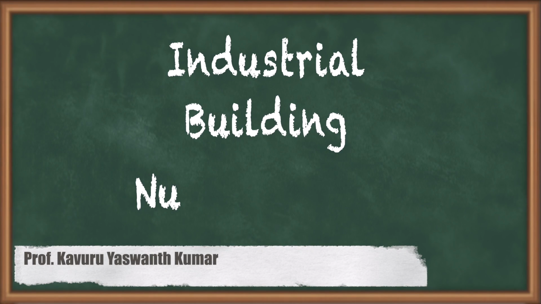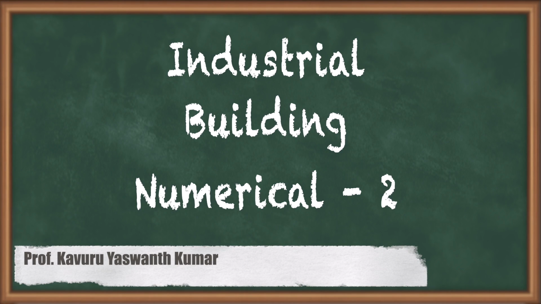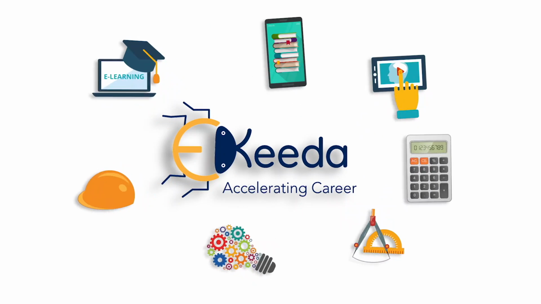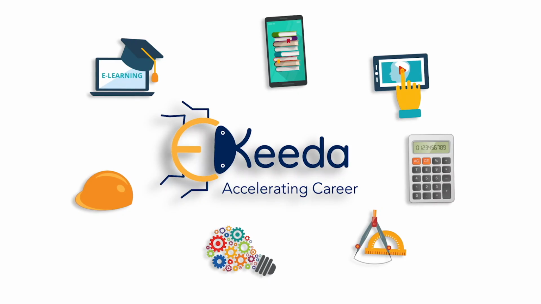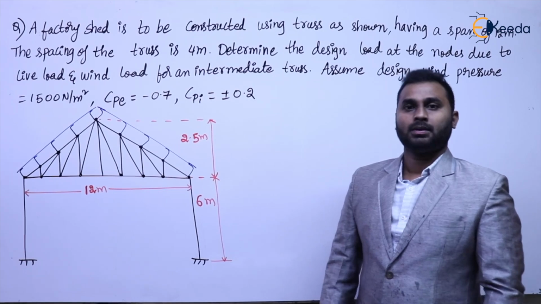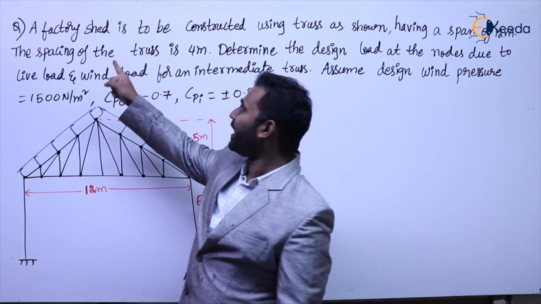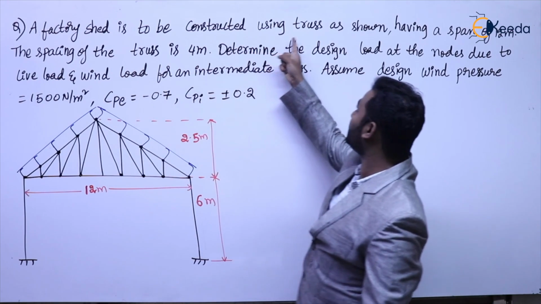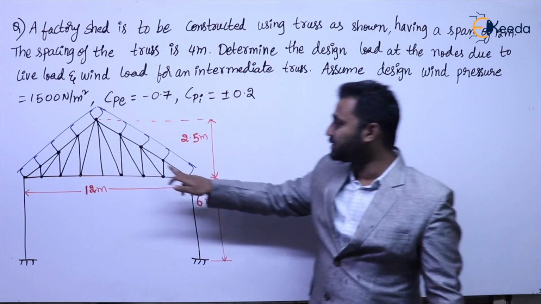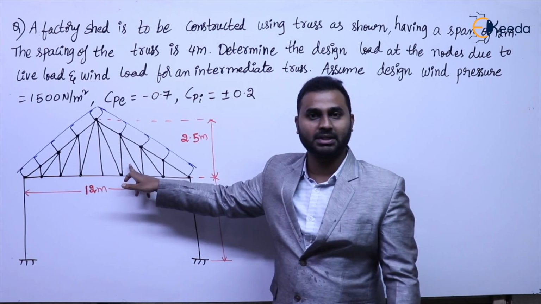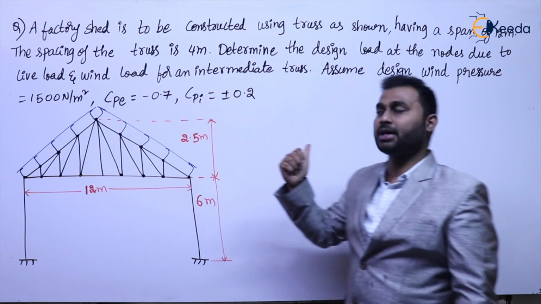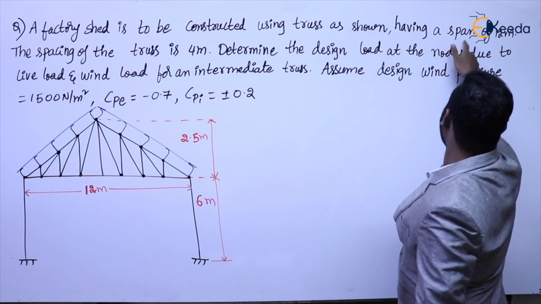Hello everyone, in this video we are going to discuss a question on calculation of live load and wind load. See the question. A factory shed is to be constructed using a truss as shown. So this is the truss shown in the figure. Basically this is a Howe truss, having a span of 12 meter.